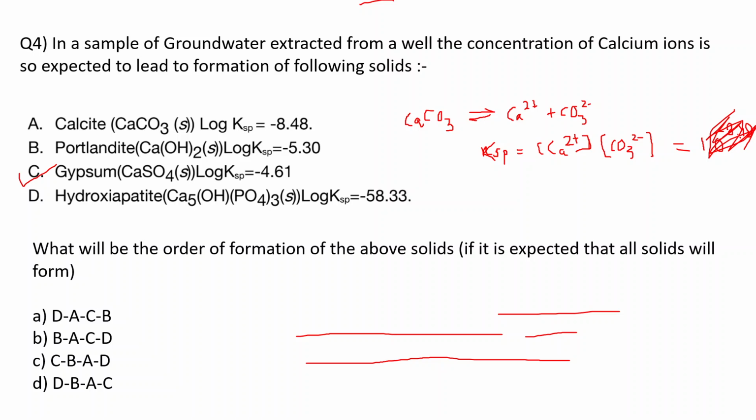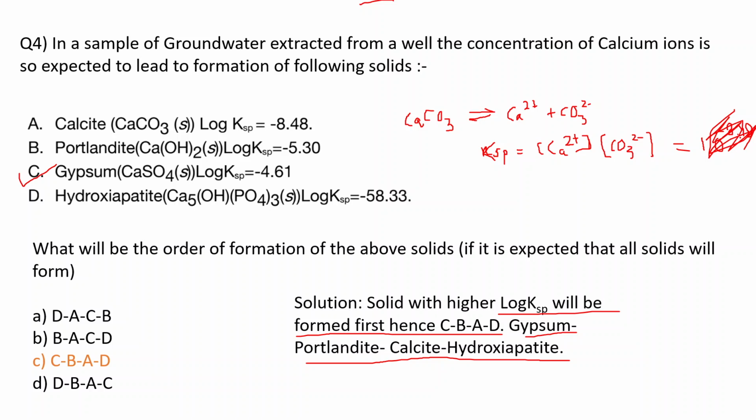We'll see the solution now. The solution is gypsum will be formed first because it has the highest log Ksp value. So we are not looking at the absolute values. We are looking at the value as a whole. So minus 4.6 is higher than the other values, right? So that's why, looking at log Ksp values, gypsum will be formed first and the others will follow in the sequence of log Ksp.